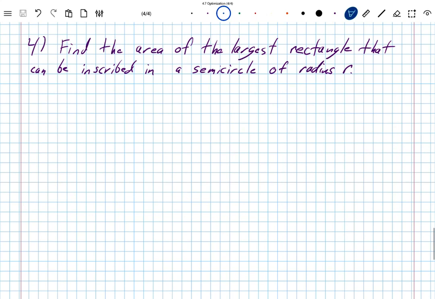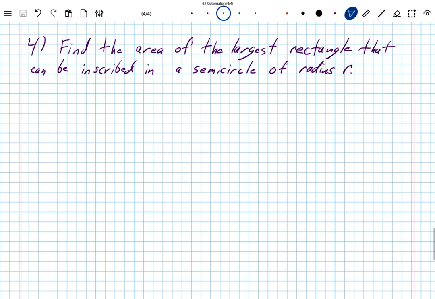All right, let's try another optimization problem. This one has a couple of quirks to it, which I think makes it interesting and worth doing an example of. So find the area of the largest rectangle that can be inscribed in a semicircle of radius r. Give it a shot. See how far you can get.